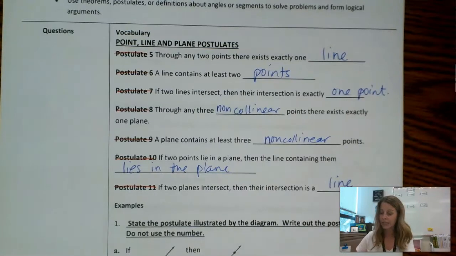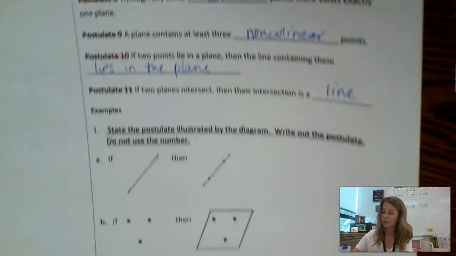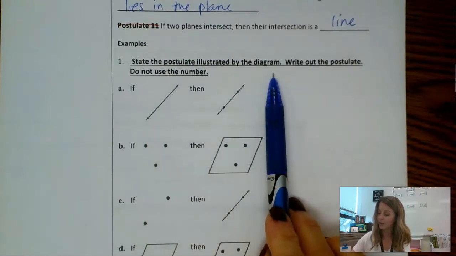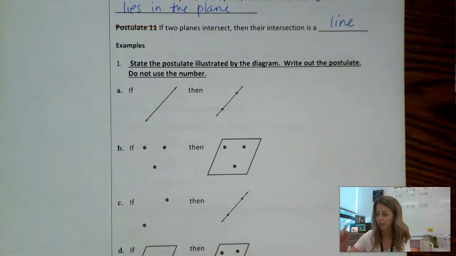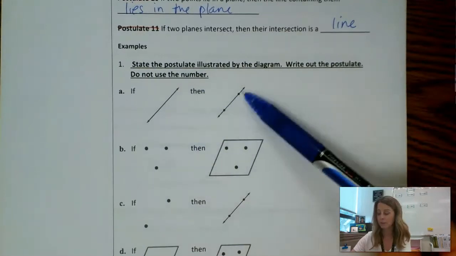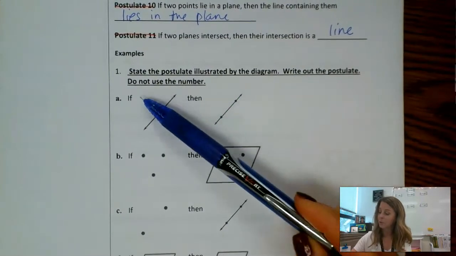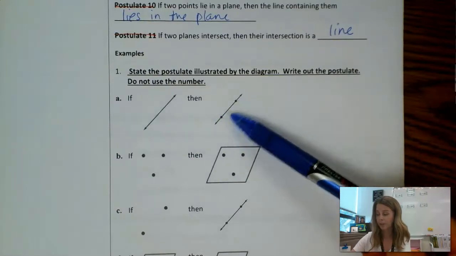Okay, so we're going to take these postulates and use them in the 4 examples below. Let me go through the directions, and I might start you out on the first one and maybe have you pause it and try the next few. State the postulate illustrated by the diagram, and write out the postulate. Don't use the number, because the numbers really don't mean anything. These are in the form of, if you're provided something, then the result is this. These are all conditional if-then statements. So the way I would read this, I would say, if you have a line, then you've got 2 points on the line.